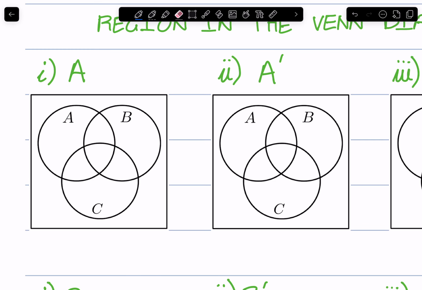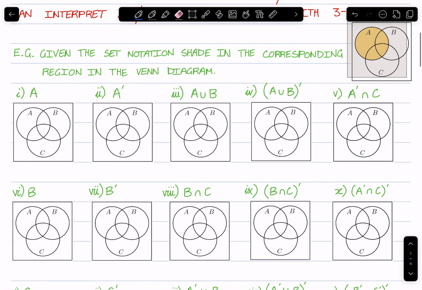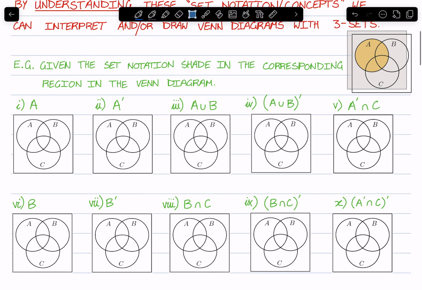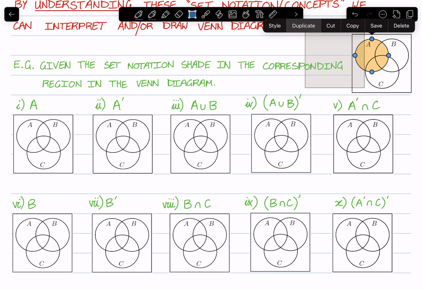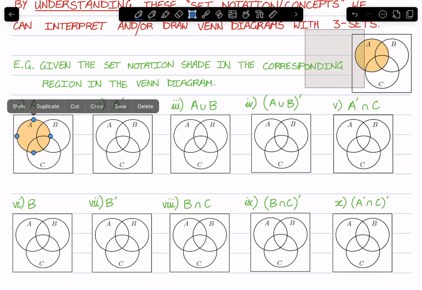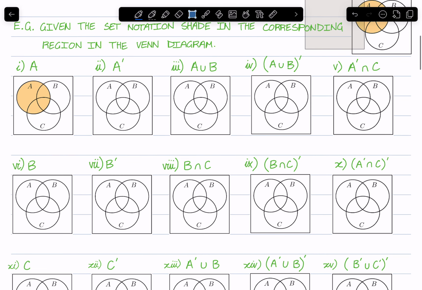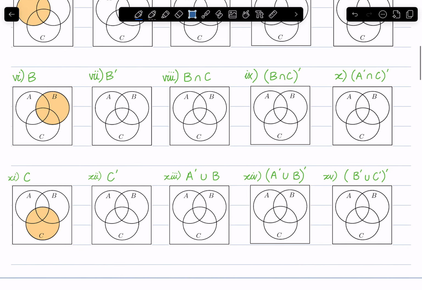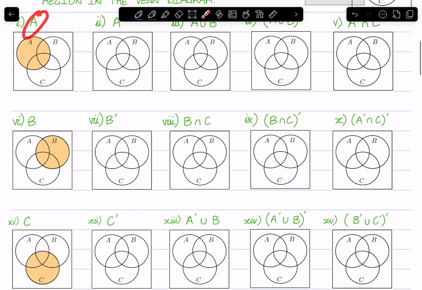But for this, I will be using the features of my iPad. So here we go. For A, we just want everything inside of A. So, like so, there we have it. For B, it's everything on the inside of B. And for C, we want everything on the inside of C. These are the very basic single set notation Venn diagrams.